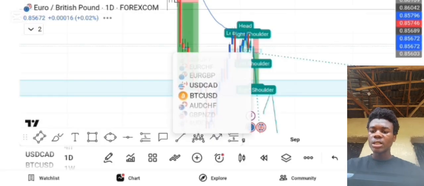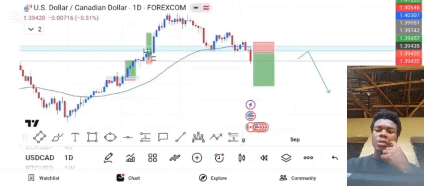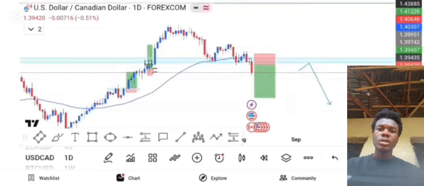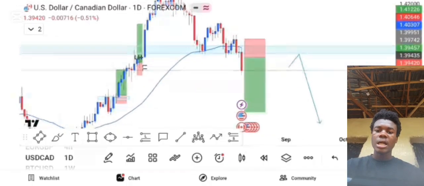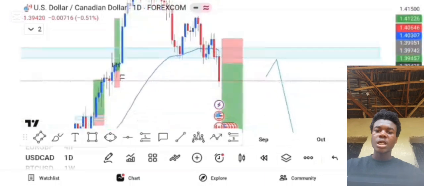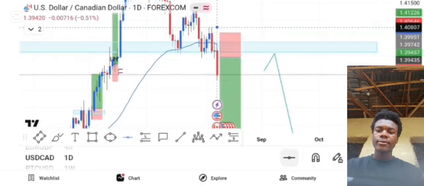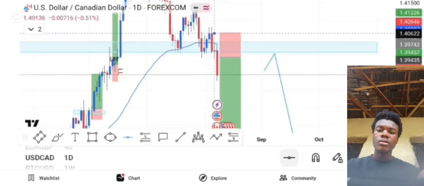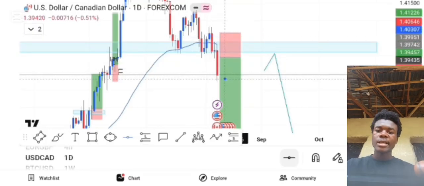Let's go to USD CAD. That's going to be our last pair. I still have more pairs, but this is my top pair that I'm interested in trading this week. So let's go to USD CAD. On USD CAD, we are strongly bearish. This is the high right here, and this is the lower low, lower high right here, and this area is the lower low right here.